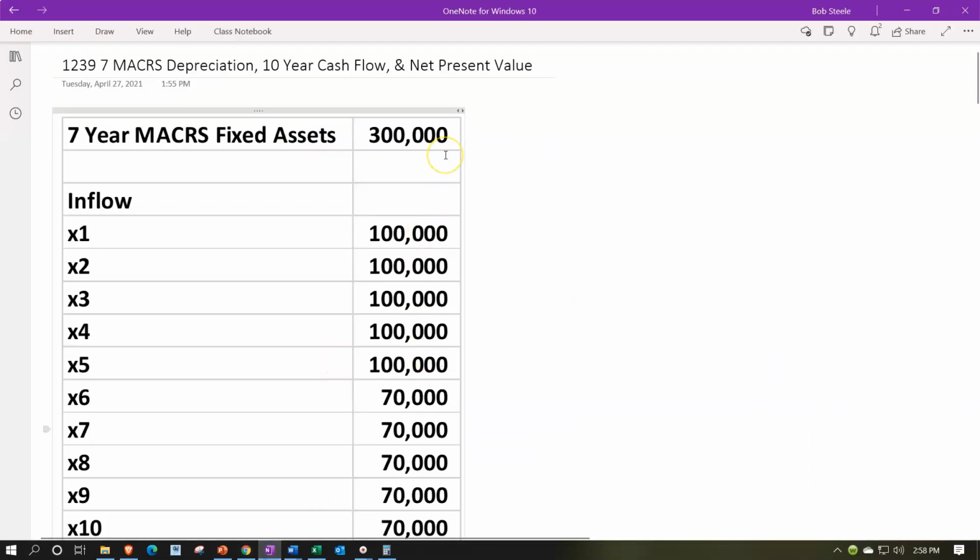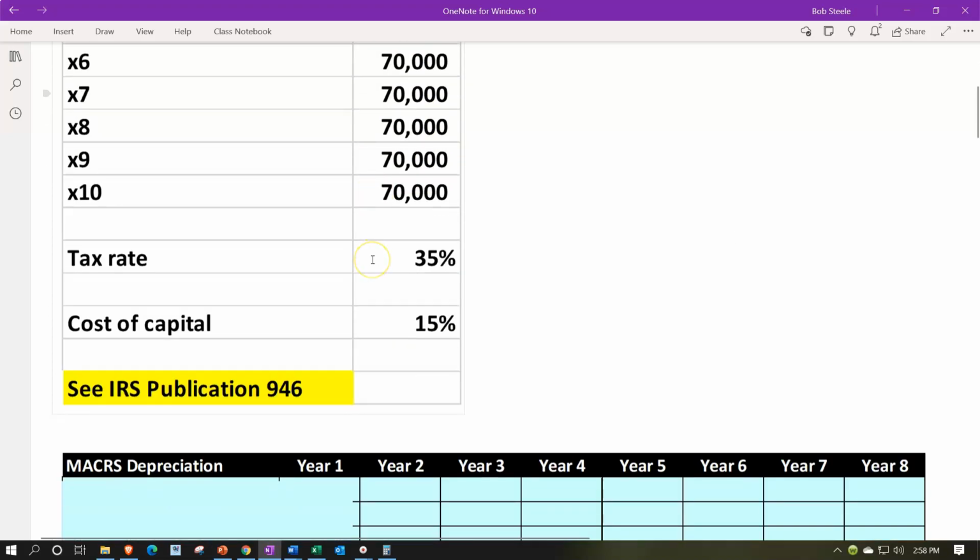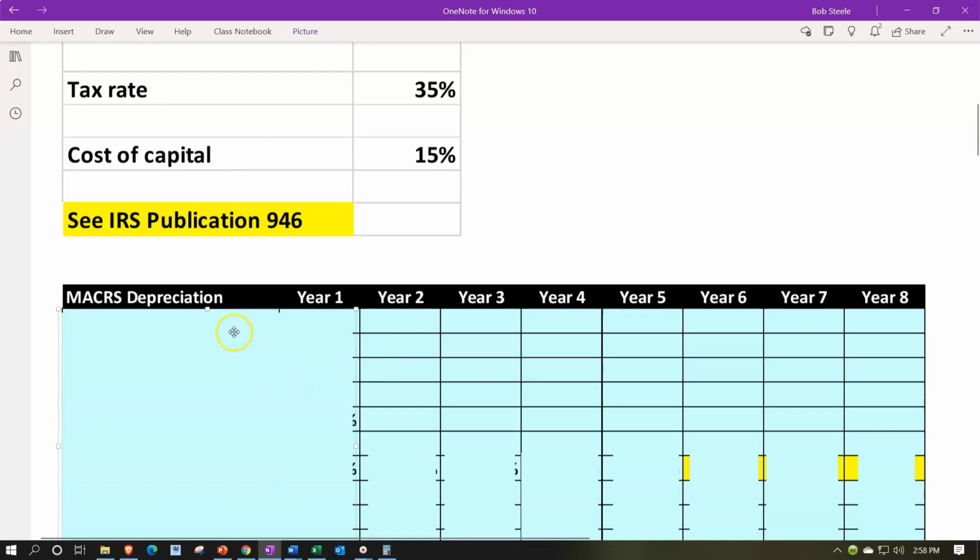So we got that in terms of the outflow. We've got these inflows that will be taking place, and then the tax rate and the cost of capital. Let's start with the depreciation.